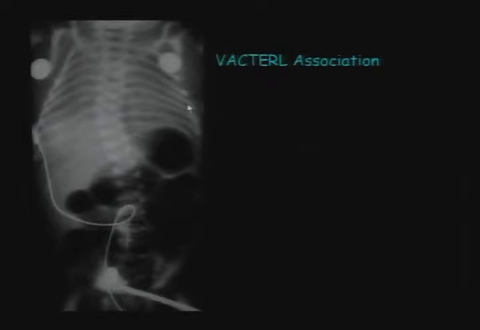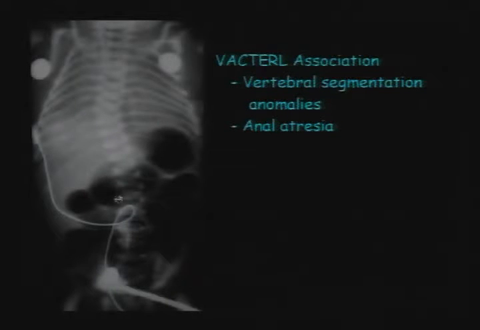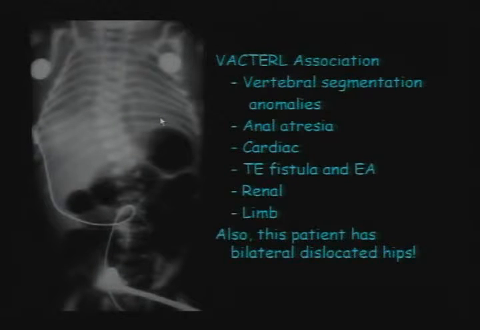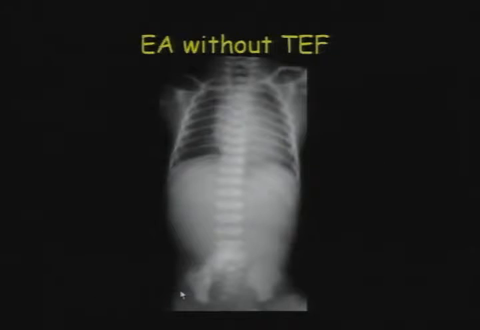This baby, however, has the VACTERL association and some of the other things you need to look for when you're looking at these babies that you know have an esophageal atresia and tracheoesophageal fistula. Here you can see this baby has segmentation anomalies with hemivertebra in the mid-thoracic spine. This baby also has dilated bowel throughout the abdomen, and that's because he had an imperforate anus. He has an enlarged cardiac silhouette, had a VSD. We knew that there was a tracheoesophageal fistula and esophageal atresia. You also look for renal abnormalities, limb abnormalities in the VACTERL association, and not associated with the VACTERL association, but in this patient you can notice that the hips are dislocated on both sides.